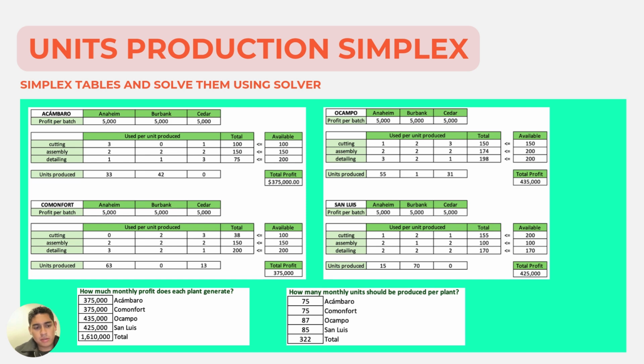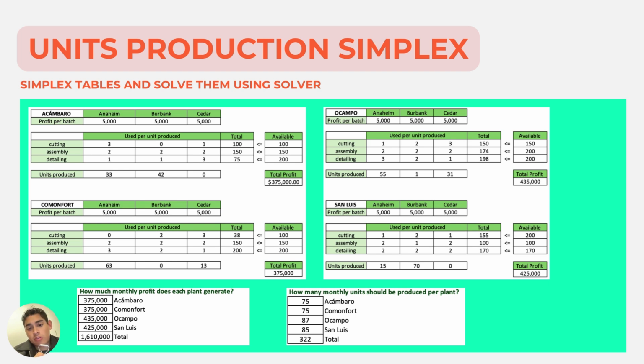The way we solved it: the first step was a resource composition table for each plant. The second was to multiply units produced by hours required to compute total hours. The third one was to ensure hours used are less than hours available. And the fourth step was to set profit per unit times units produced equal to total profit.